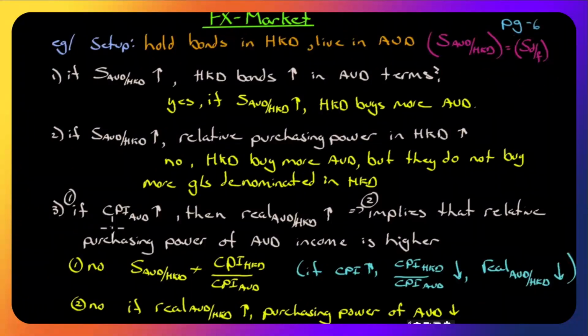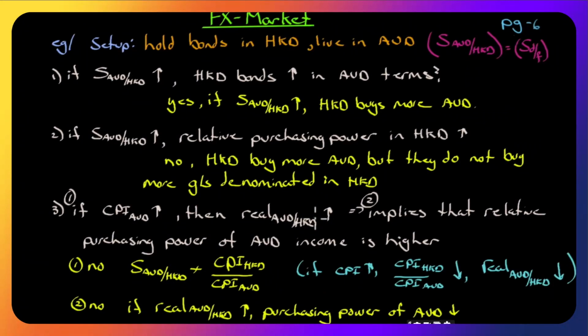Number 3, if inflation in Australia, the CPI in Australia increases, then the real exchange rate has increased. And if the real exchange rate is increased, that implies that the relative purchasing power of Australian income is higher. Now you're probably looking at that going, oh, hang on a second, I can't work through that. Yes, you can. Let's think about it. Look at this first statement here. If the CPI in Australia increases, then the real exchange rate increases.